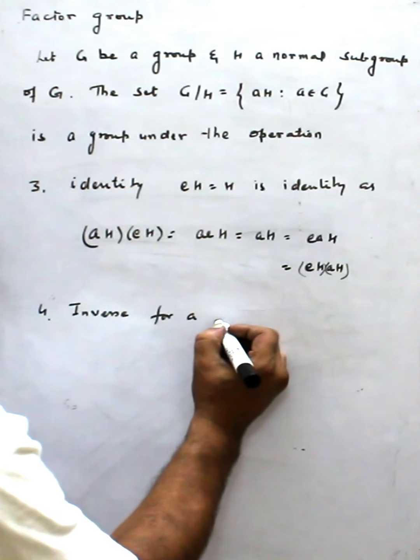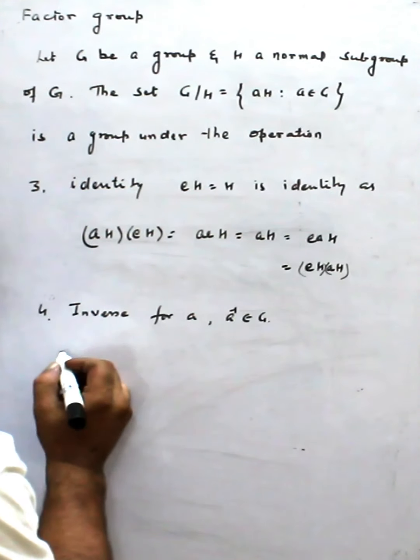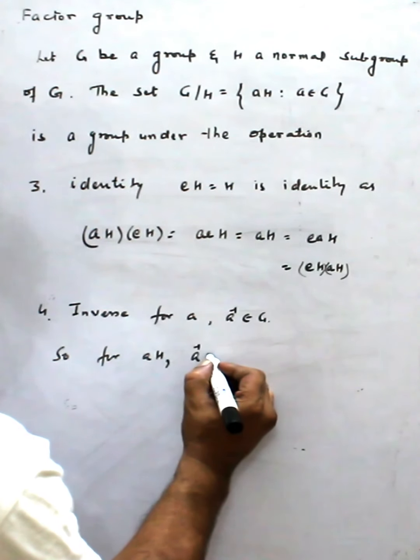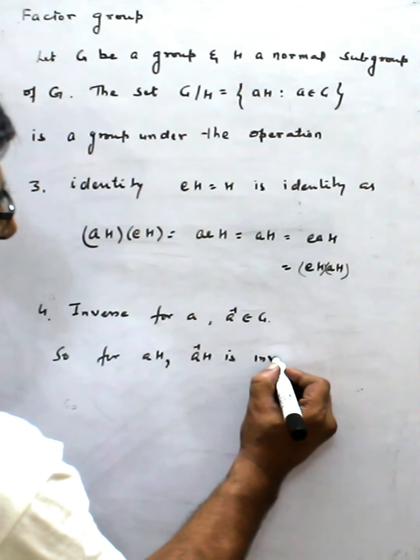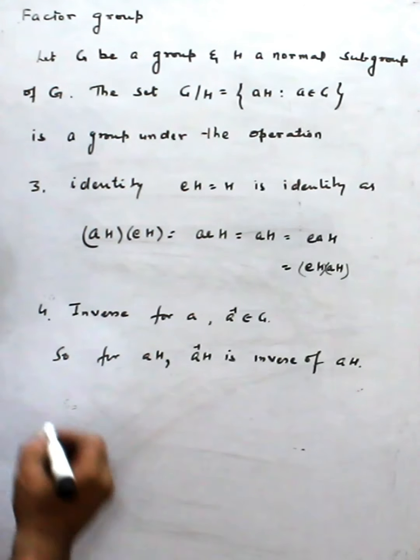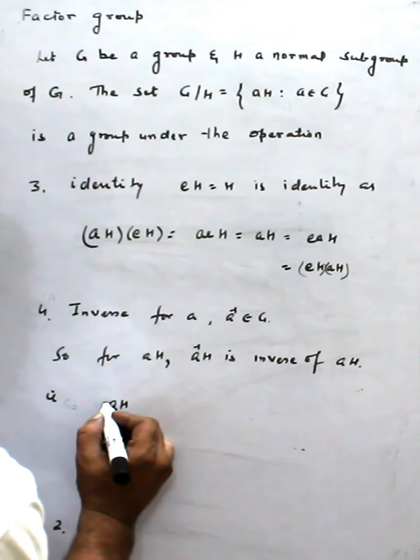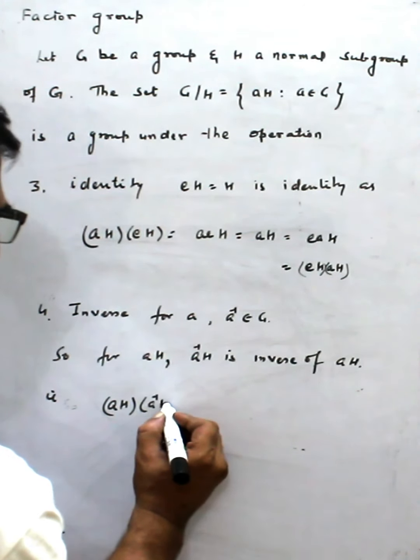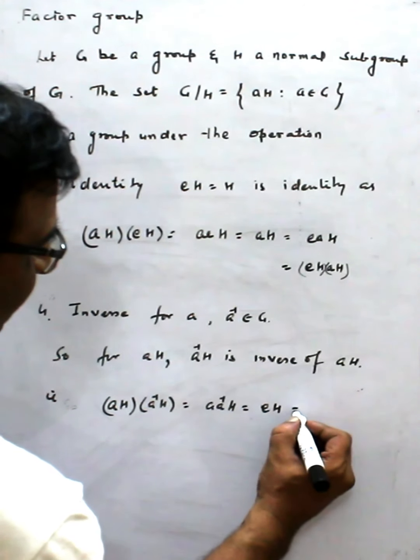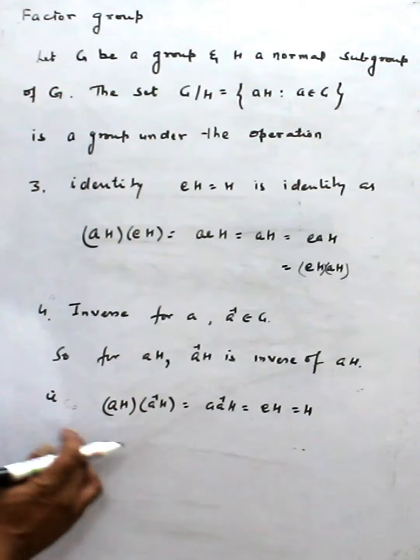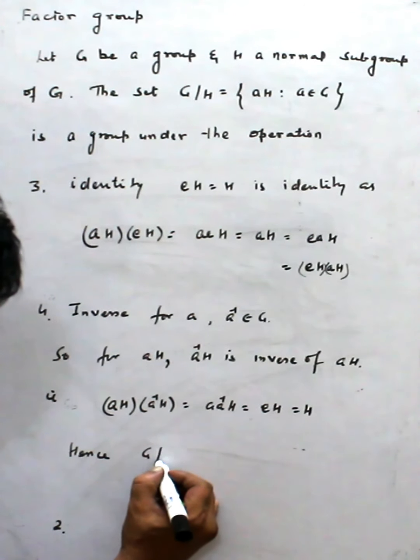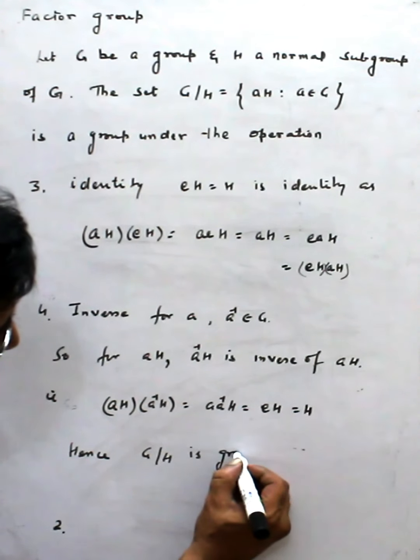Number 4, inverse. For a, a inverse belongs to G. So for aH, a inverse H is the inverse of aH, that is aH a inverse H is equal to a inverse aH, that is eH, or this is H. So this is the inverse, hence G/H is a group.